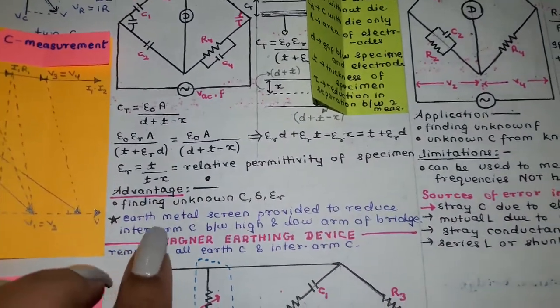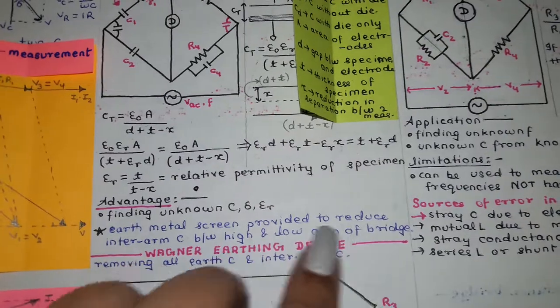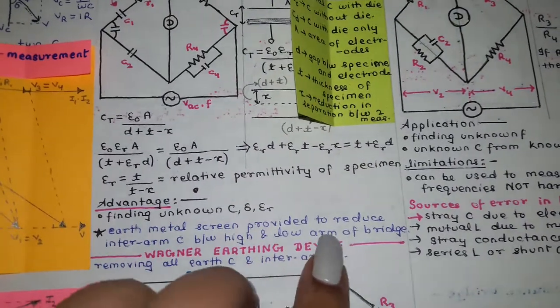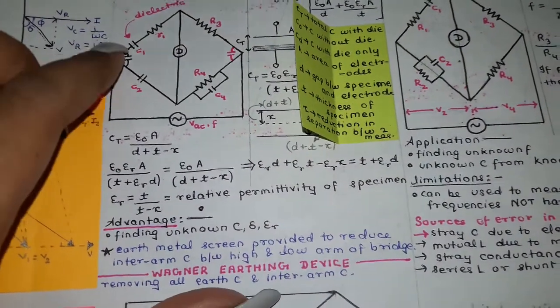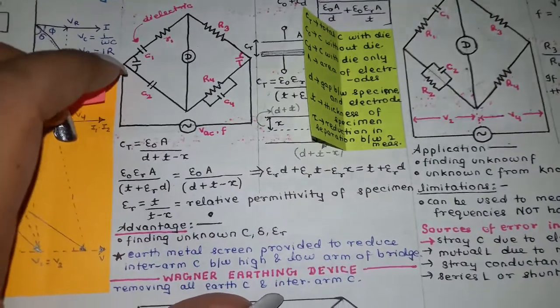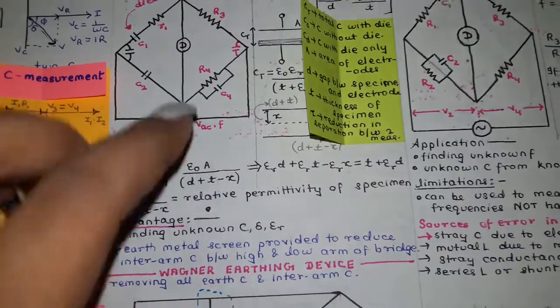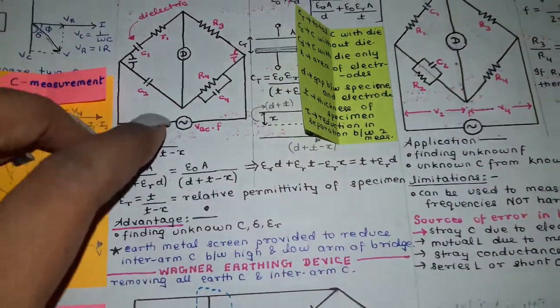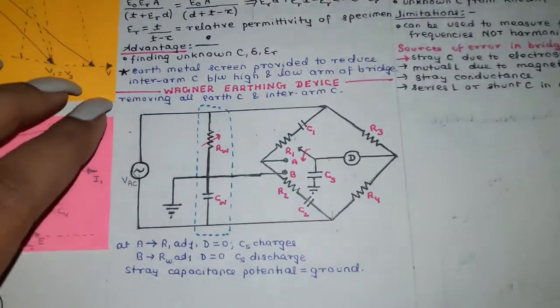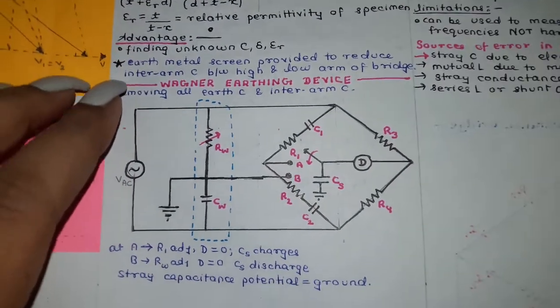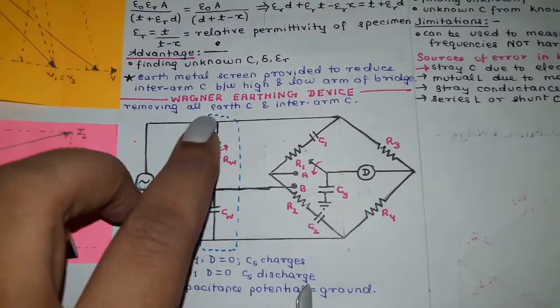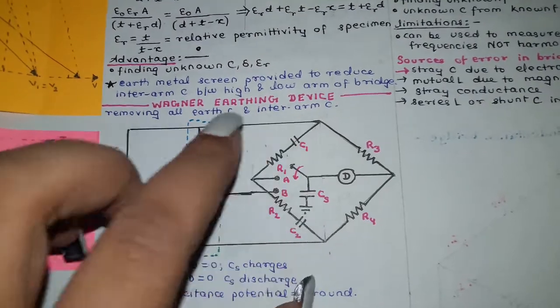Now we have an earth metal screen provided to reduce interarm capacitance between the low arm of the bridge. This interarm capacitance is also producing some errors, so what we do is put the earth metal screen, so this capacitance is grounded. Then we have the Wagner earthing device. This is to remove all the extra stray capacitance to the ground.